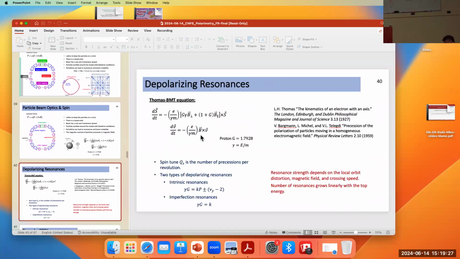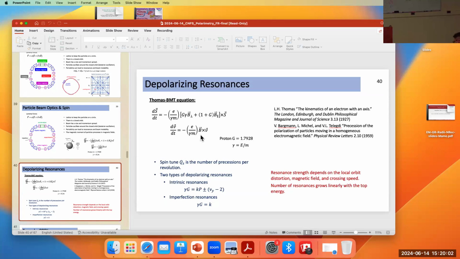So these imperfection resonances basically occur at integer gamma g. The intrinsic resonances are those that depend on the vertical Betatron tune. The vertical Betatron tune is the number of Betatron oscillations per turn. So basically you have the beam moving vertically through the midplane.